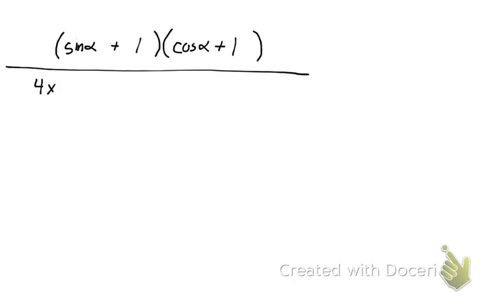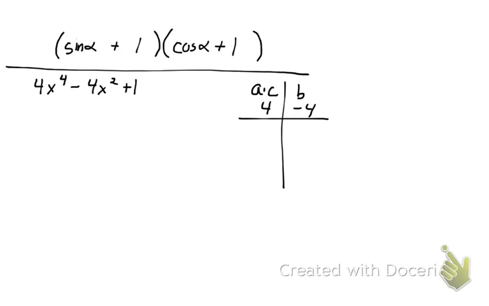So think of this as being 4x to the 4th minus 4x squared plus 1. I'm going to treat it by factor by grouping. That's why I like factor by grouping. It will get everything set for you. So factor by grouping makes you do A times C, and B. So A times C would be 4 times 1, which is 4. B is negative 4.